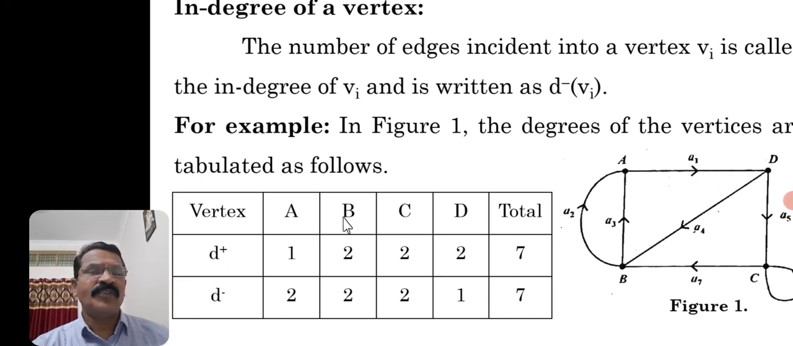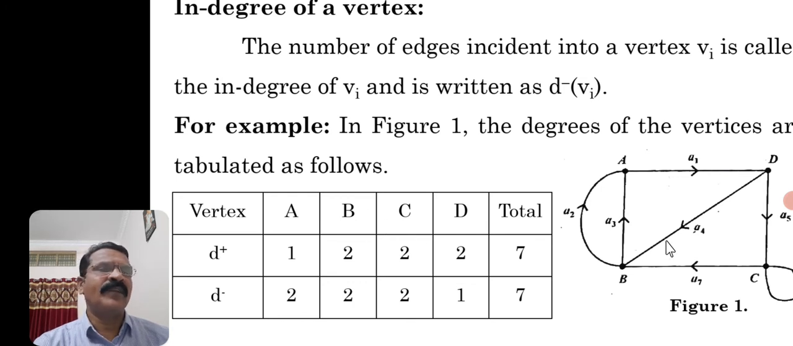Similarly, first we will find out the out degree. If you consider the vertex B, how many edges are incident out from the vertex B? There is one edge which is I think A3, and another one is A2. A2 and A3 are incident out from the vertex B. That's why the out degree of the vertex B is 2. That is D plus of B is 2.